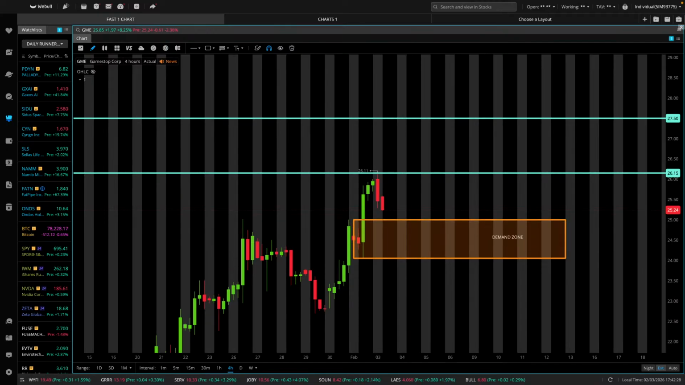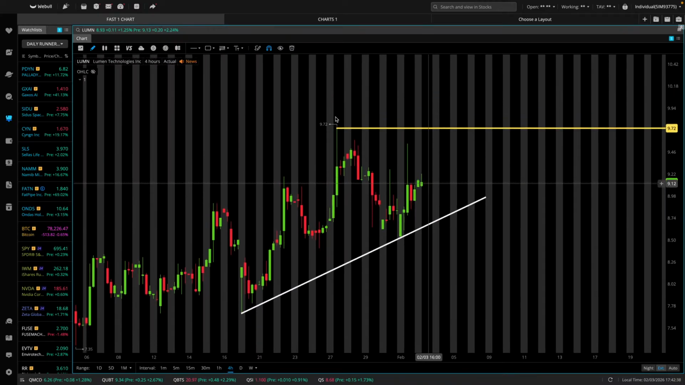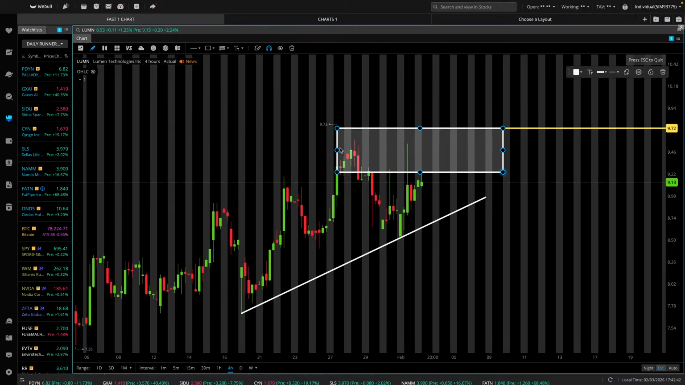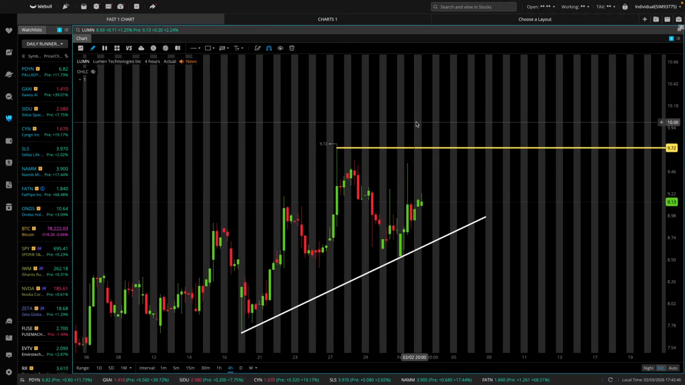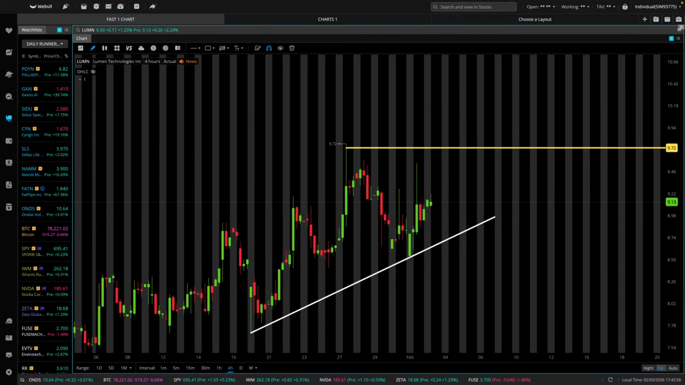LUMN, I'm waiting for 972 on this. I don't really like trading inside this kind of range here. There's nothing really going on. I need this to break a resistance here to go up. So Lumen, wait for 972 break.